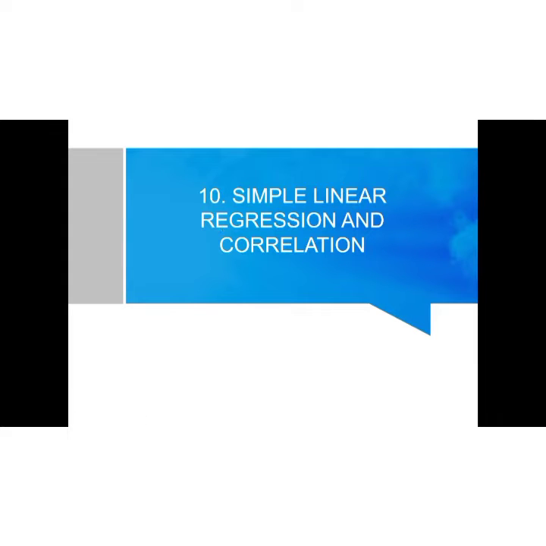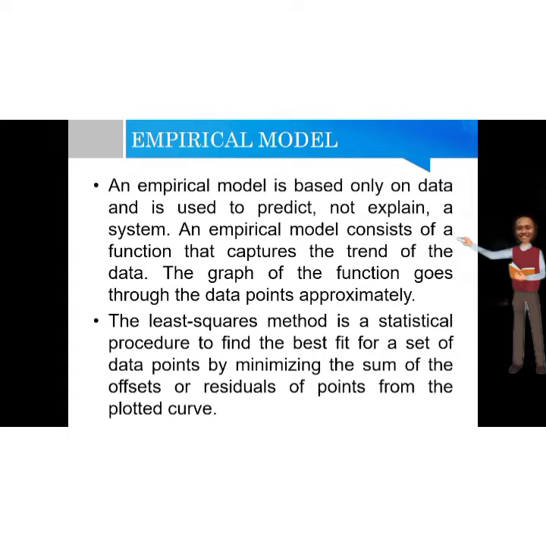Topic 10 in engineering data analysis. Simple linear regression and correlation. An empirical model is based only on data and is used to predict, not explain, a system. An empirical model consists of a function that captures the trend of the data. The graph of the function goes through the data points approximately.